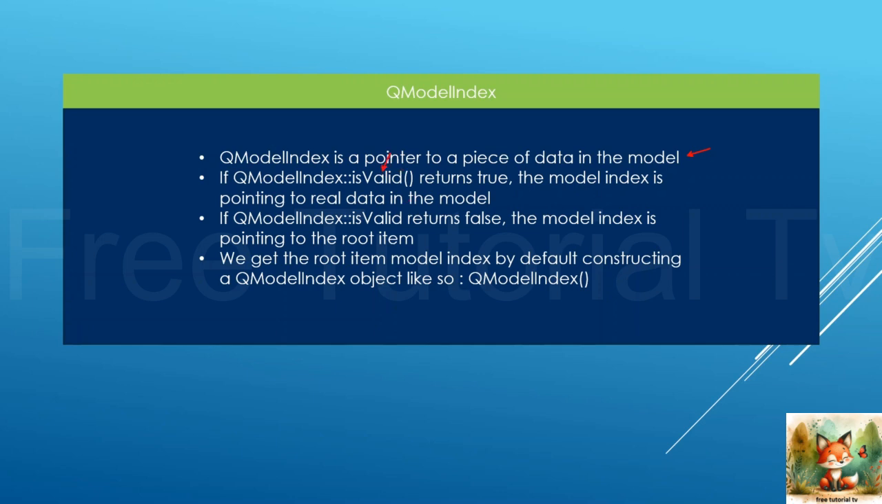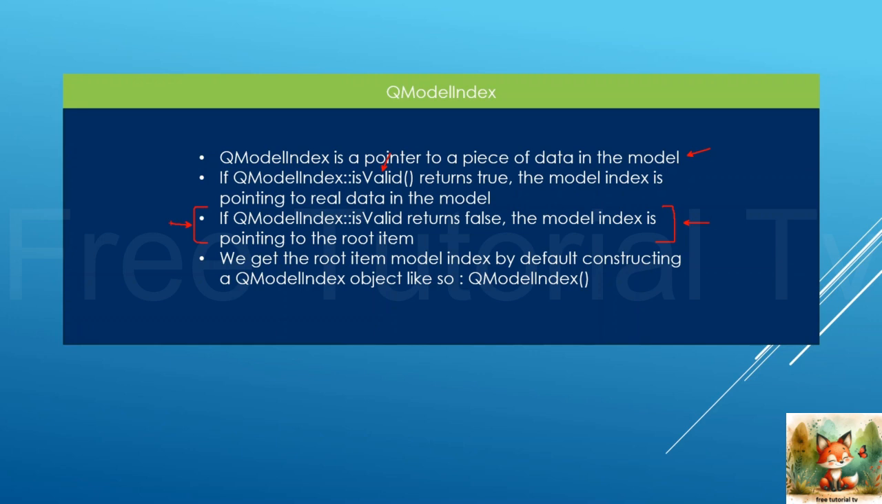If this returns true, that model index is going to be pointing to a real piece of data in our model. If this method returns false, the meaning is that the QModelIndex pointer is going to be pointing to the root item. And this is really key. Now we have the ability to ask an index, are you the root item, by calling this method here. If it's a root item, we may do something. If it is not a root item, we may do something else.